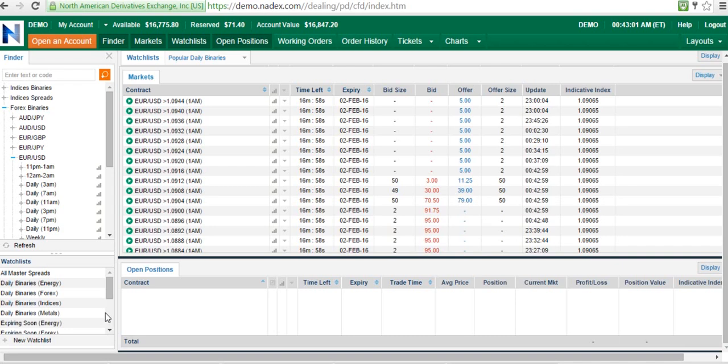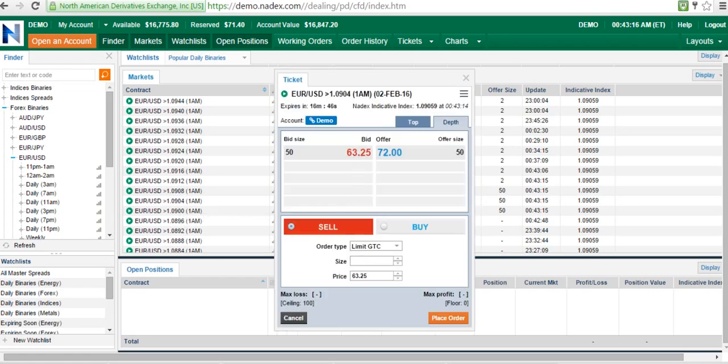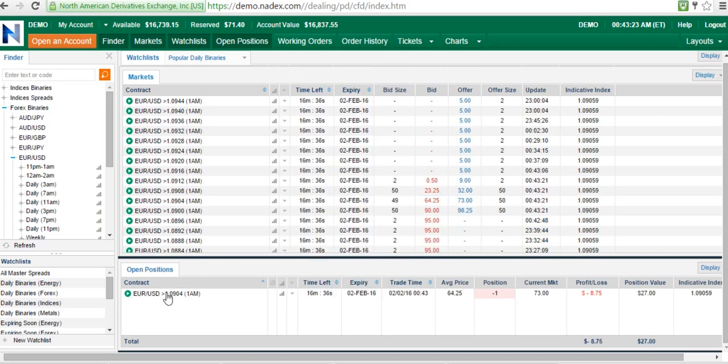And as you notice, it's gone, okay? And the money is credited back to my account. So that's how you exit an order early. Very, very simple, okay? So let's say, for example, that I had sold a contract. Let's say I go here and I sell this contract. Okay, I sold it. It's in my open positions.